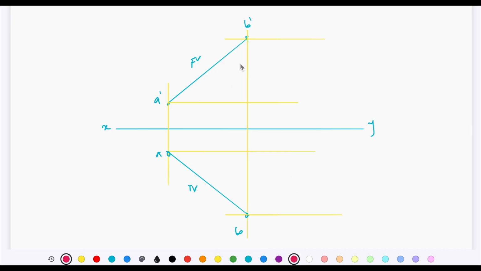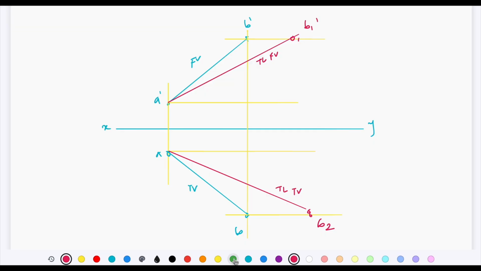I will change the color for true length. Let's say somewhere here you have got the true length, so this is B1 dash, and somewhere here you have got the B2. So this is true length in front view and this is true length in top view.